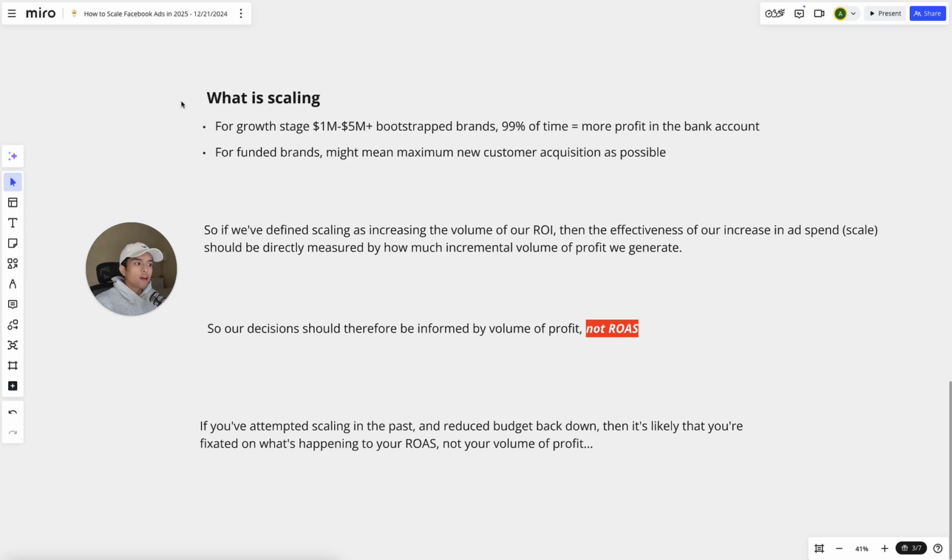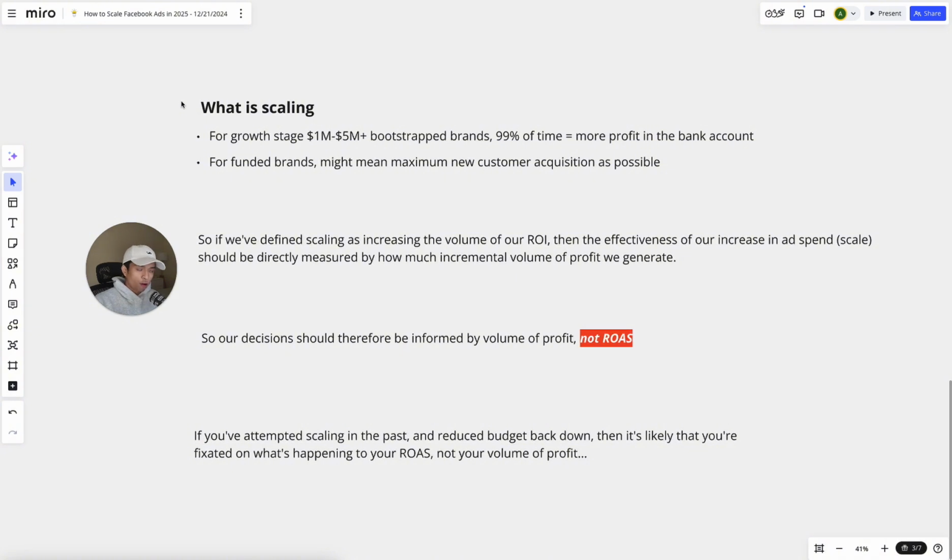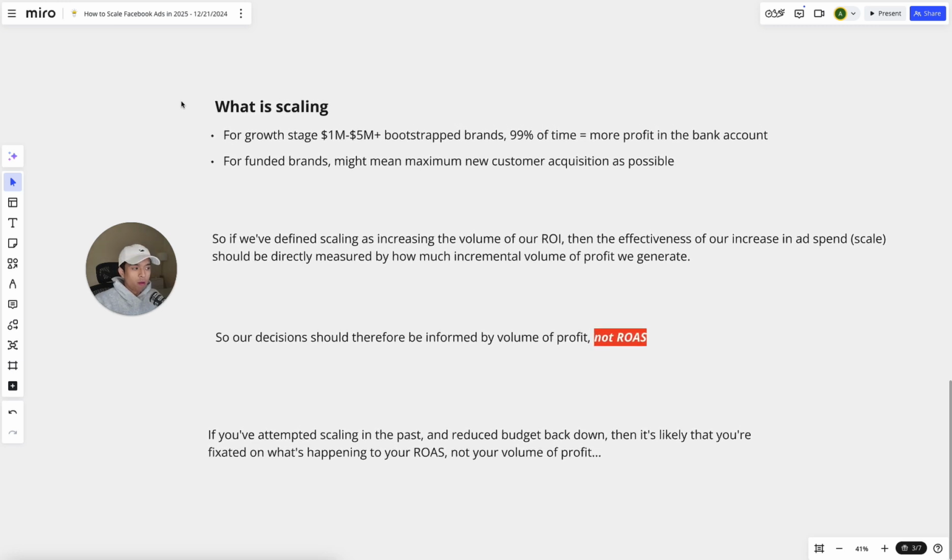So we can then define scaling as increasing the volume of our ROI. So the return on investment, not the return on ad spend. We don't want to increase the fraction or ratio between revenue and ad spend. We want to increase how much money we make from our ad spend. And that's ROI, not ROAS.